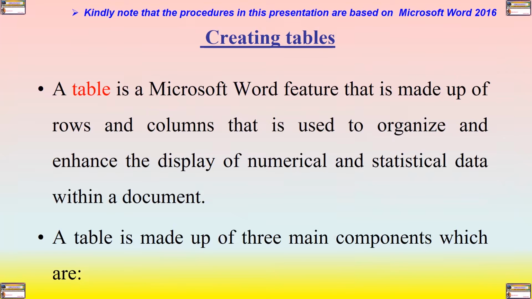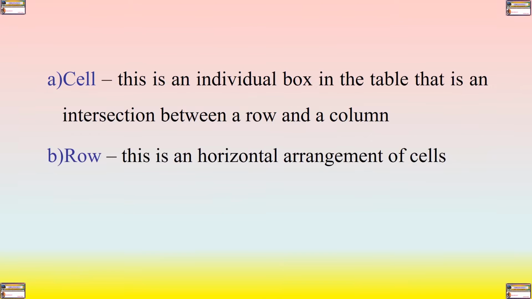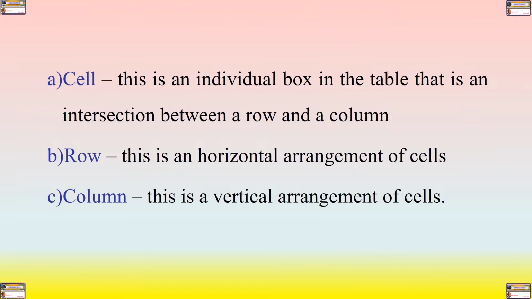A table is made up of three main components. Number 1 is a cell. A cell is an individual box in the table that is an intersection between a row and a column. A row, on the other hand, is a horizontal arrangement of cells. Number 3 is a column. A column is a vertical arrangement of cells.